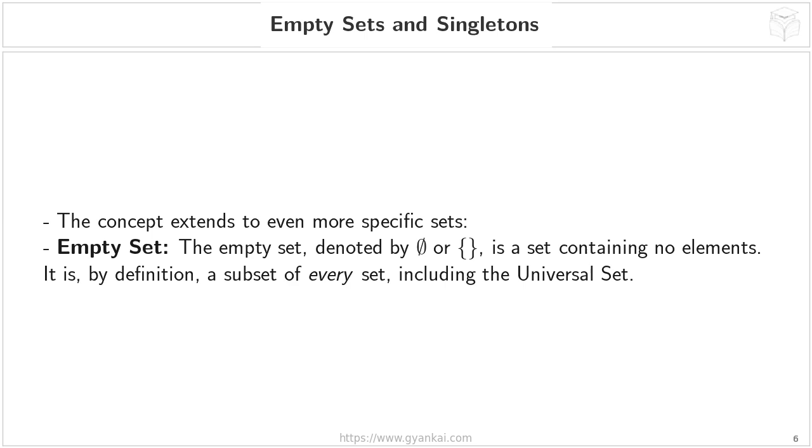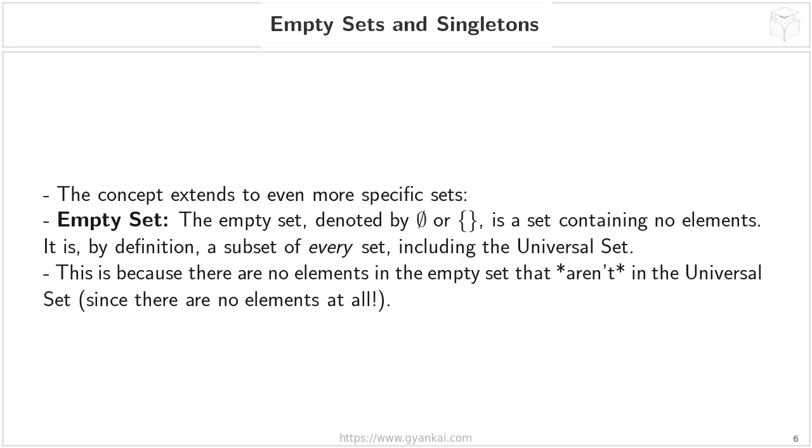We call it the empty set symbol, or sometimes just phi. It can also be represented by a simple pair of curly braces with nothing inside. The key thing about the empty set is that it contains no elements. Now, this might seem a bit strange, but it has a very important property. It's a subset of every set, and that includes our universal set.